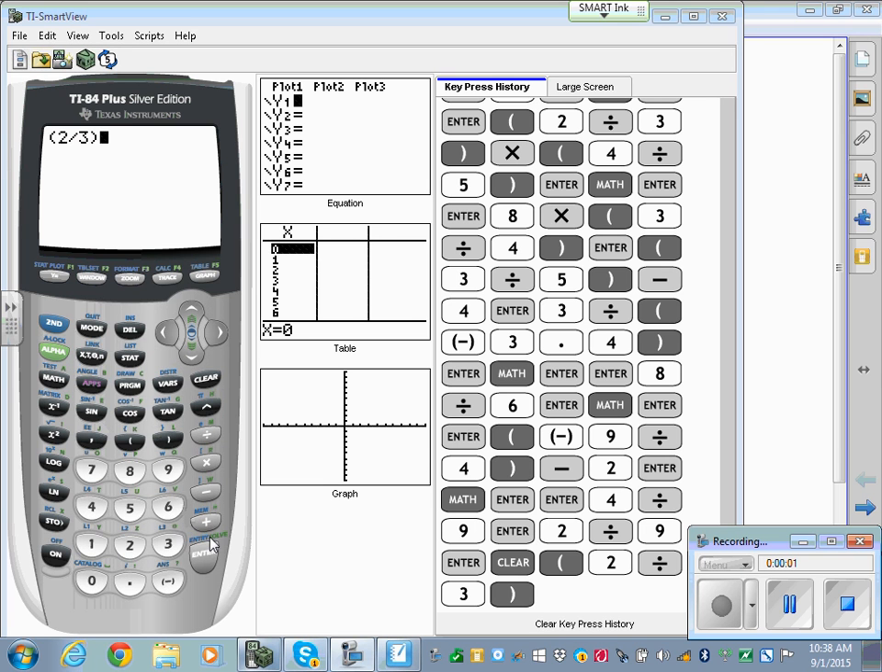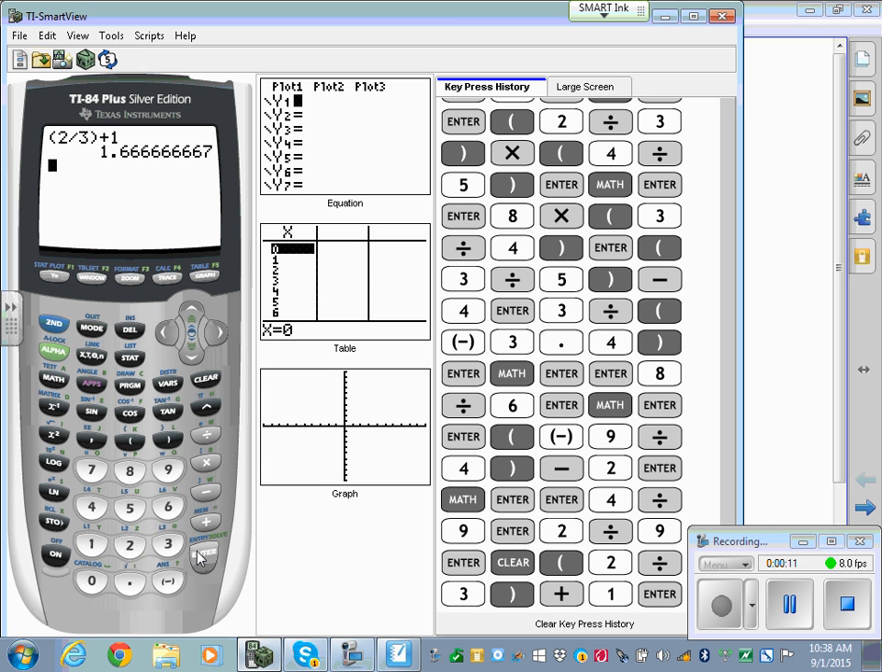I have to put that in parentheses and then plus 1. So I get plus 1. I don't need to put the 1 in parentheses because it's not a fraction. Now watch. Everybody that has a graphing calculator should be practicing this. Hit enter. You get this hideous decimal.